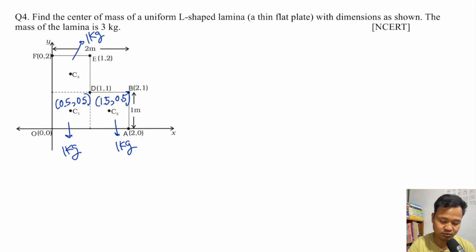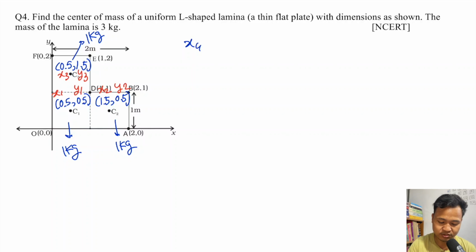Then C3: you'll have 0.5 comma 1.5. From here to here is 0.5, so y is 1.5 and x is 0.5. Now for the center of mass, we have x1 y1, x2 y2 and x3 y3. So m1, m2, m3 are all the same.